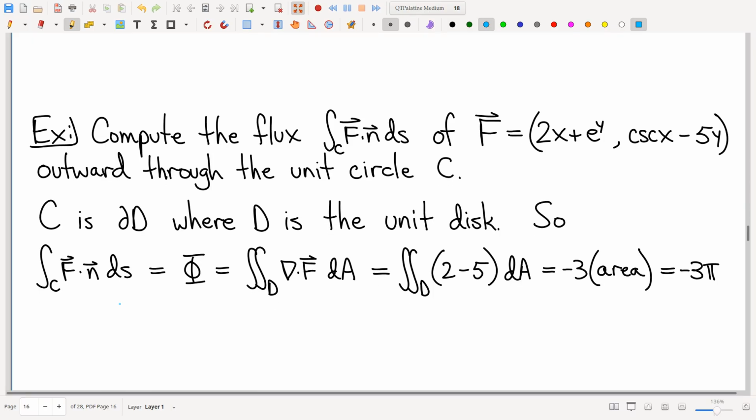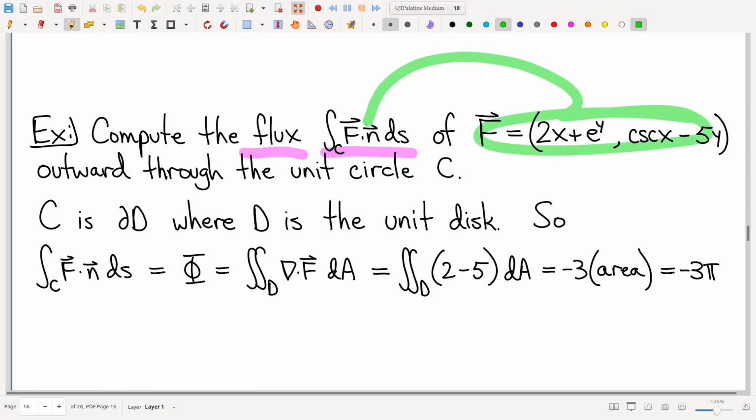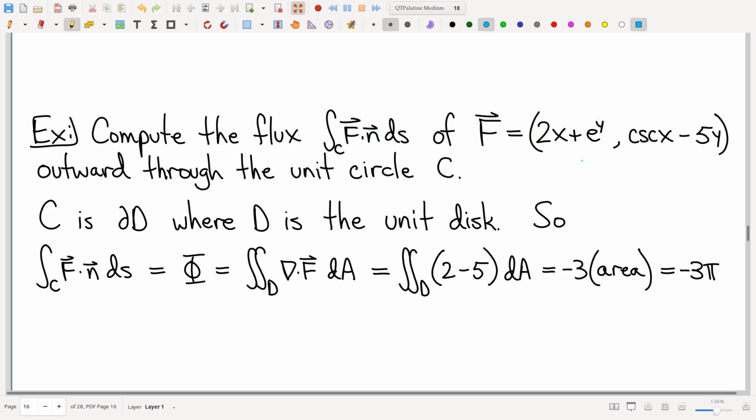Here we go. We want to compute the flux, like so, of a certain vector field over a certain curve. How are we going to do that? Importantly, do notice that it says outward, right? So we have an orientation given. And remember, orientations are super important.